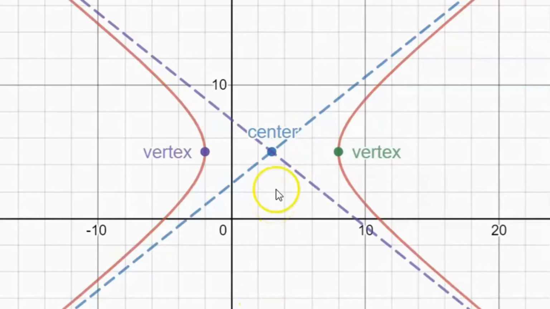Our hyperbola here has two branches. This is the center. This is the vertex of one branch. Here's the vertex of another branch. Here's an asymptote that helps define it. And here's the second asymptote that helps to define our hyperbola.